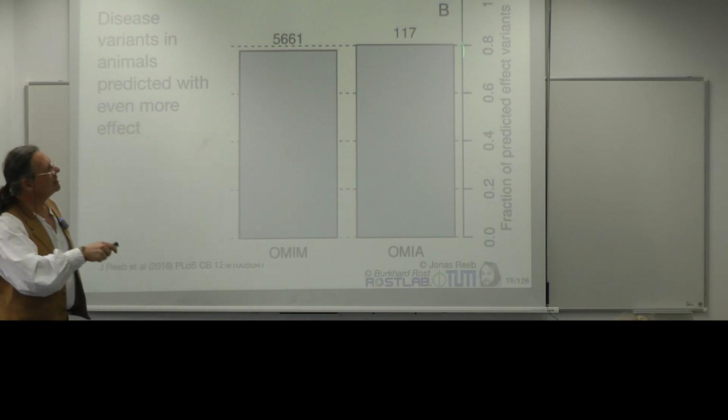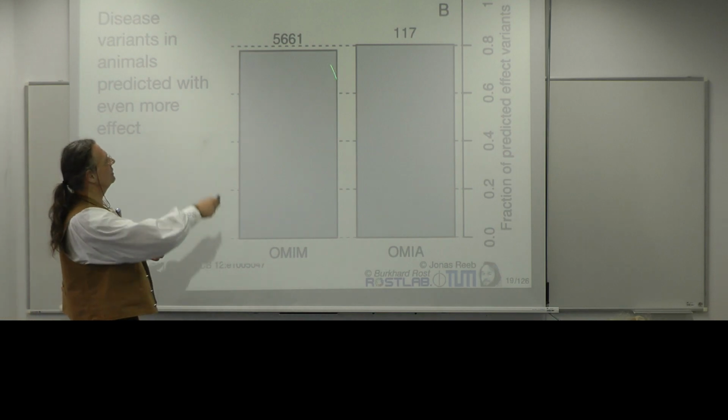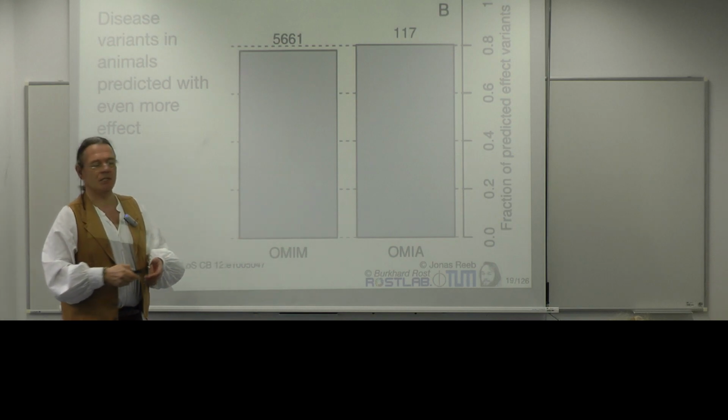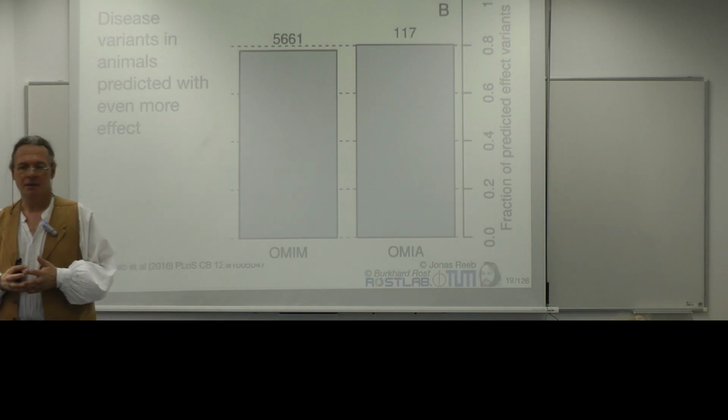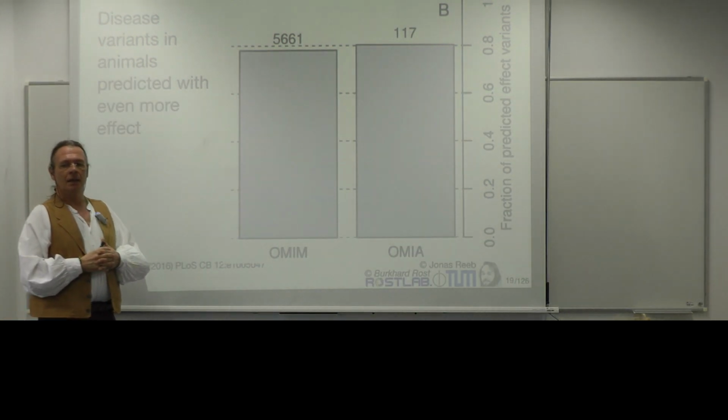Now, overall, the set here has a slightly higher effect predicted. What do you believe this indicates? So this is the variants in human that cause diseases, variants in animals that cause disease, yes? Small amount of data points leads to greater overfitting probably.